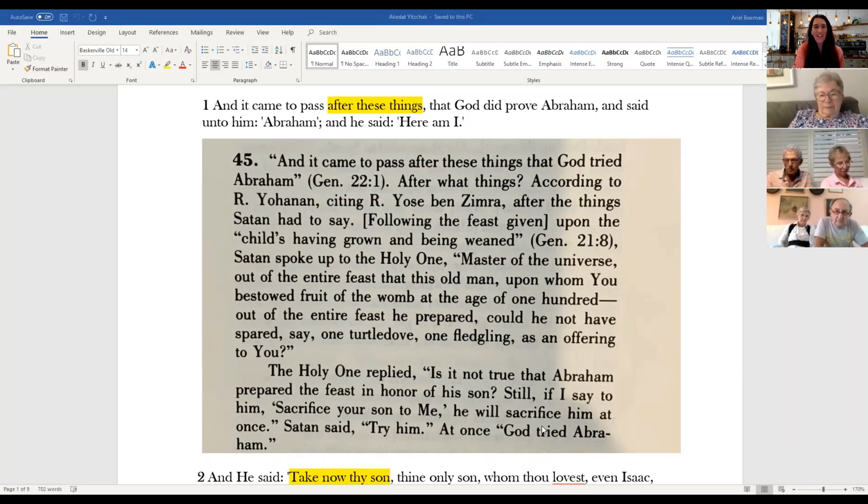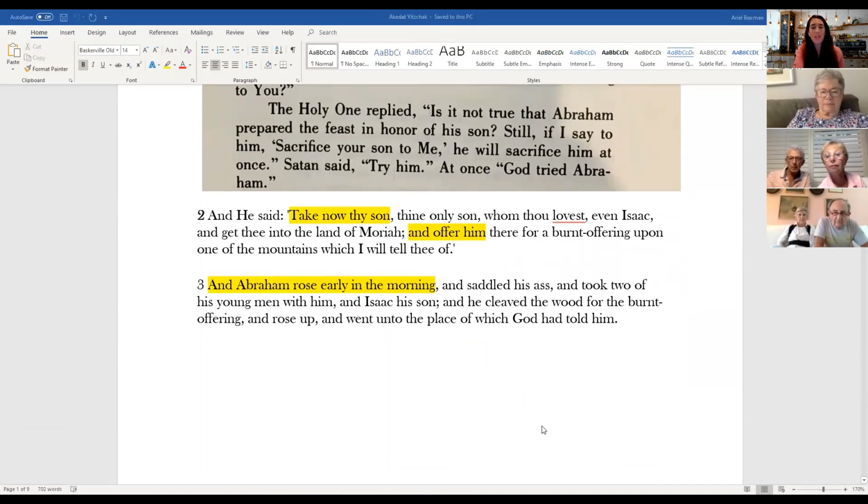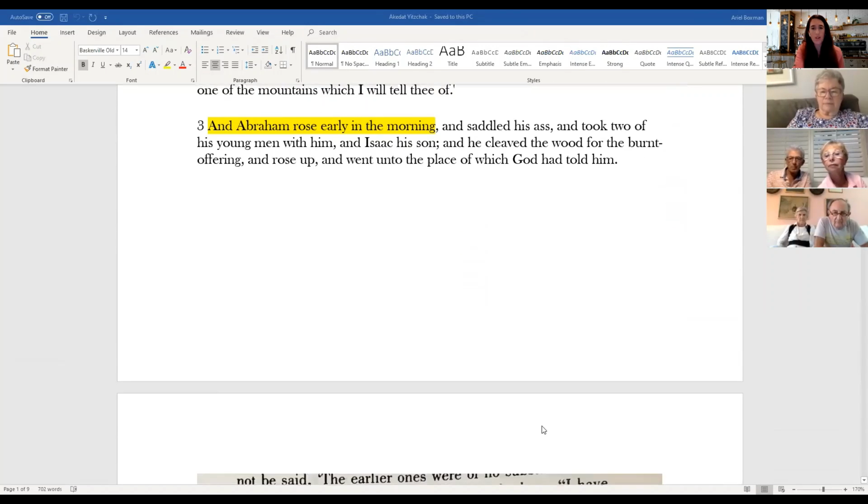All right. And he said, take now thy son, thine only son, whom thou lovest, even Isaac, and get thee into the land of Moriah, and offer him there for a burnt offering upon one of the mountains which I tell thee of. And Abraham rose early in the morning and saddled his ass and took 2 of his young men with him, and Isaac his son, and he cleaved the wood for the burnt offering, and rose up and went into the place of which God had told him.